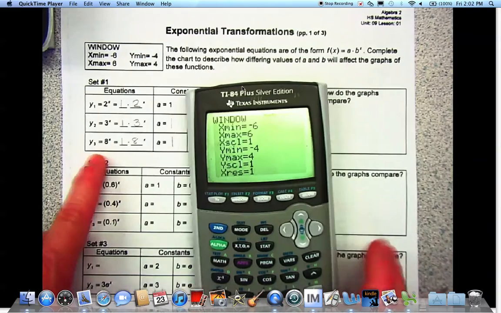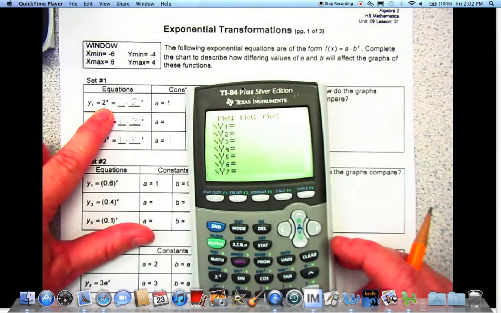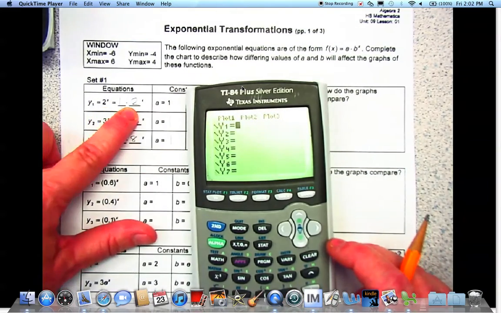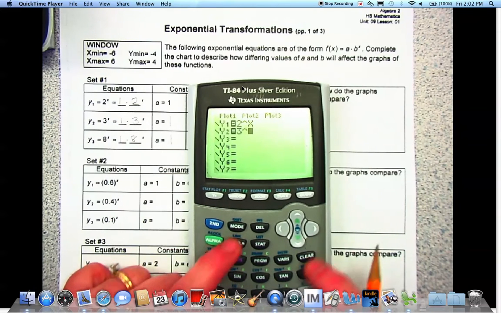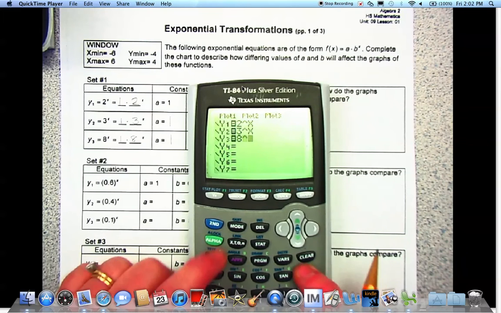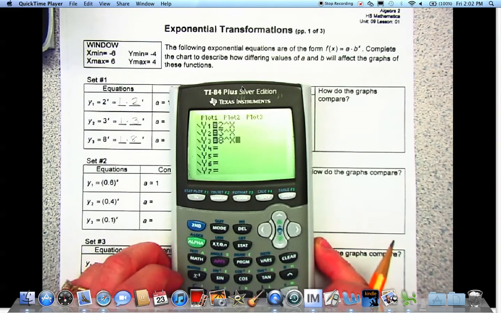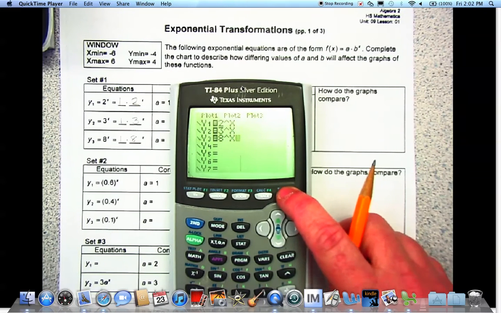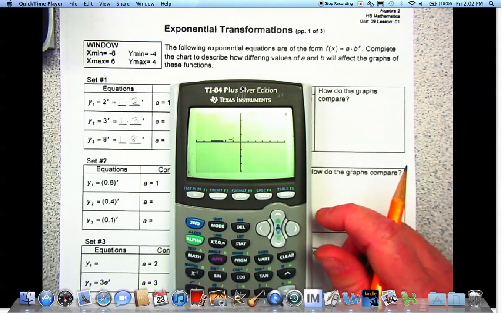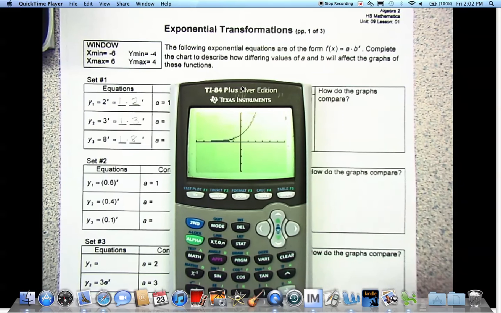Okay? And to put this in, all you have to put in is 2 to the x. You don't have to do 1 times 2 to the x. So we'll do 2 to the x, and then in y2 we'll put 3 to the x, y3, 8 to the x. And then when you graph it, watch what happens, because you want to see what happens from your first one to the second one to the third one. Looks like it got steeper, didn't it?